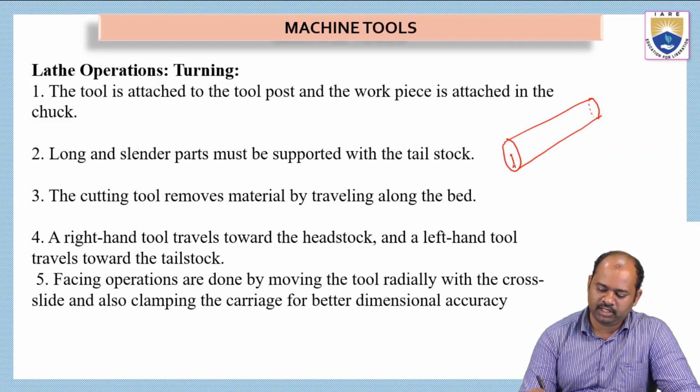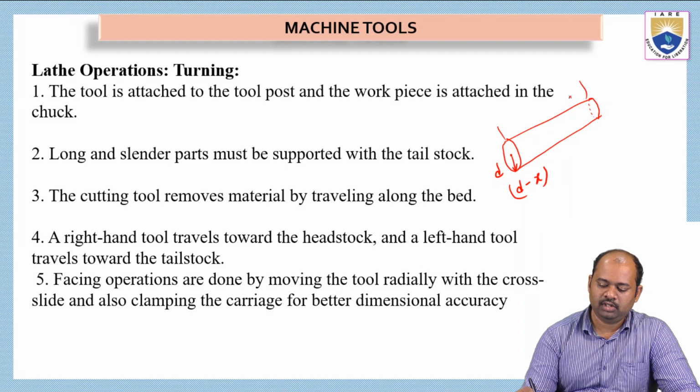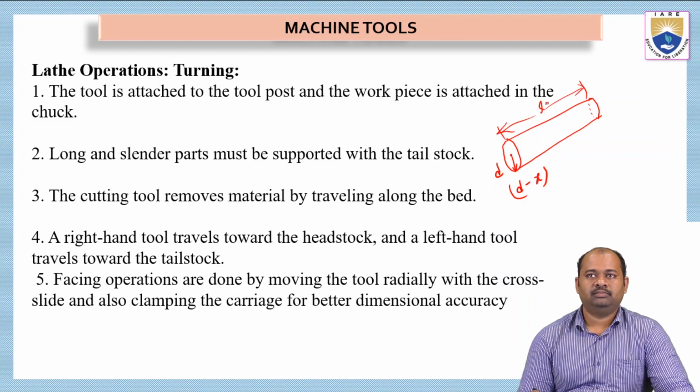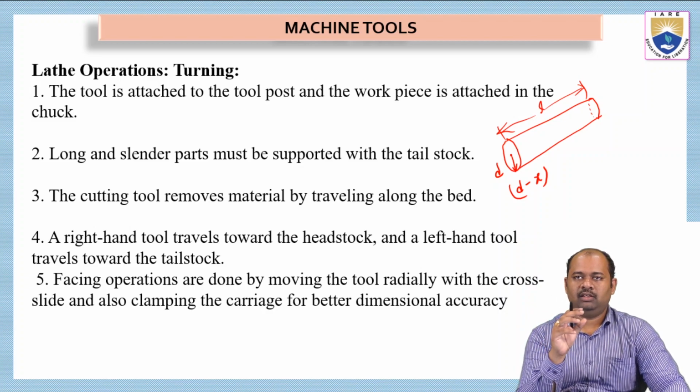Initially the diameter is D. I have to decrease the diameter to D minus X. So this is the final diameter. Initial diameter is D. So in order to do this, I have to remove the material from this cylindrical rod throughout the length. Suppose the length of this workpiece is L. I have to remove the extra material throughout the length.